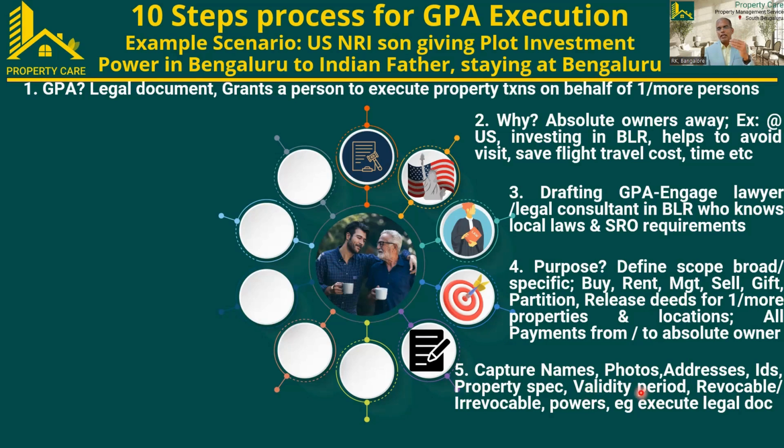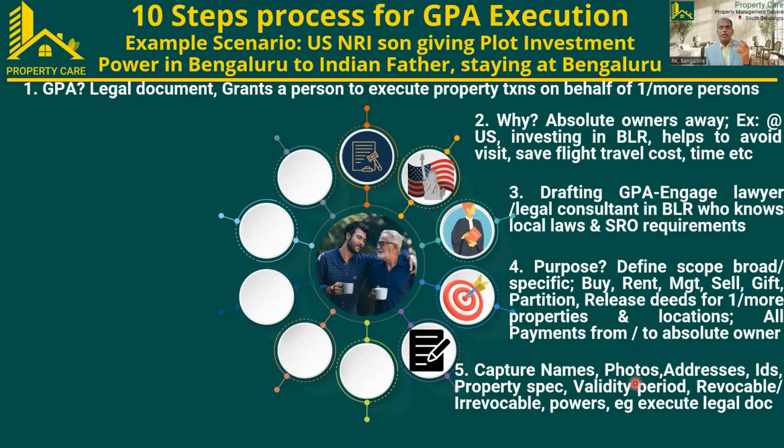So this is something like the son telling the father, I'm giving 2 years validity for this GPA. So after 2 years, this GPA will expire. So there is no more; the father can no longer use this document to sell any of the property.